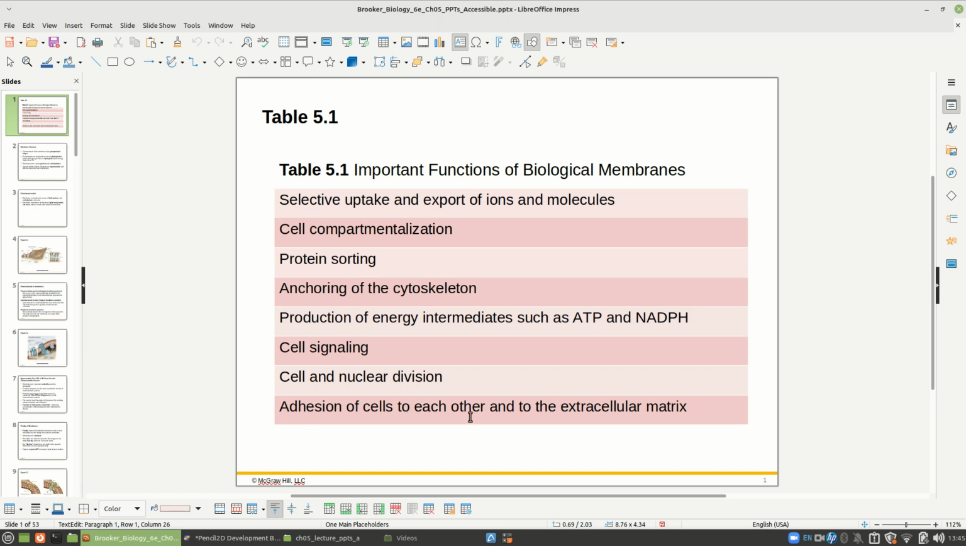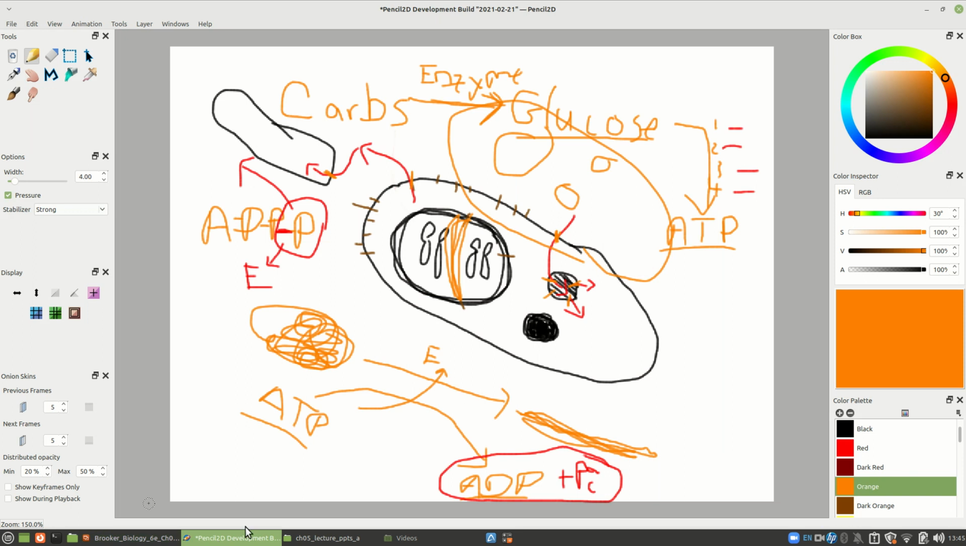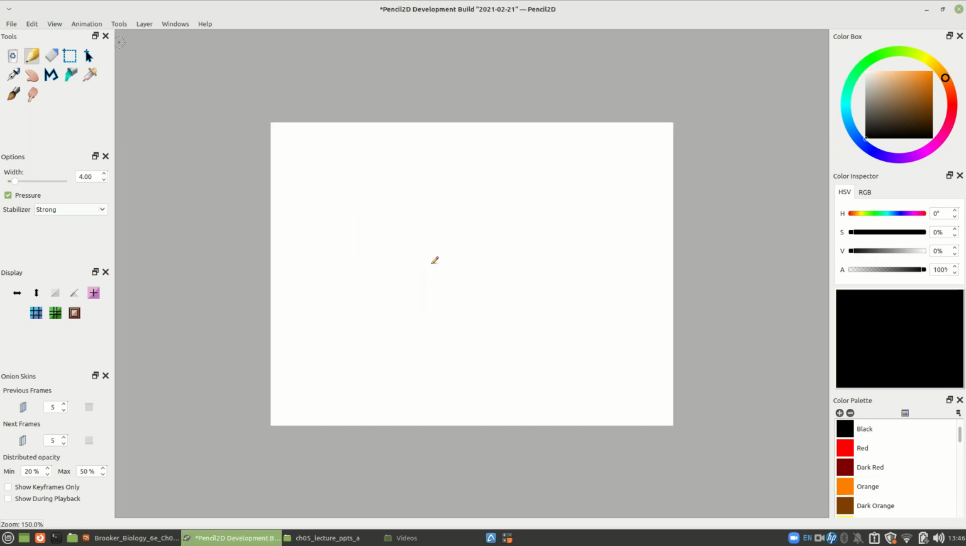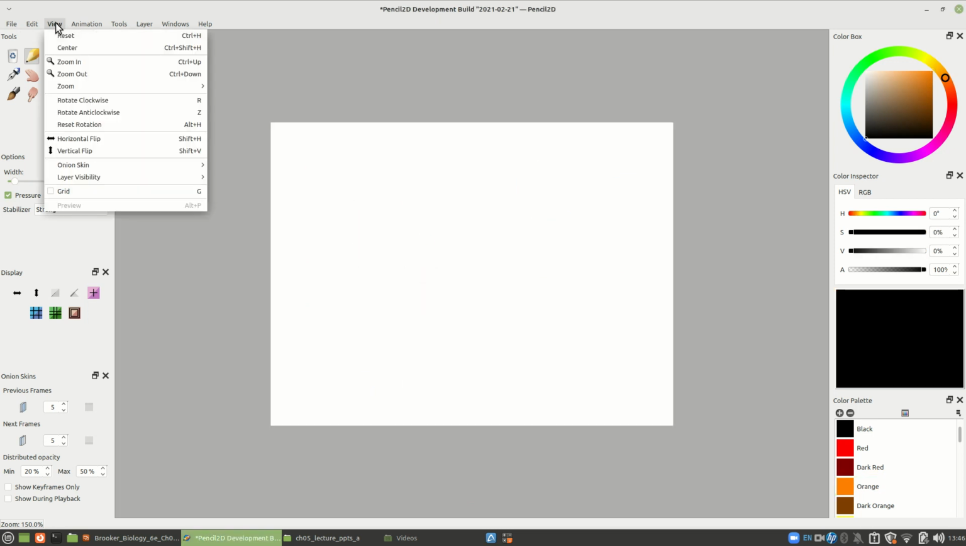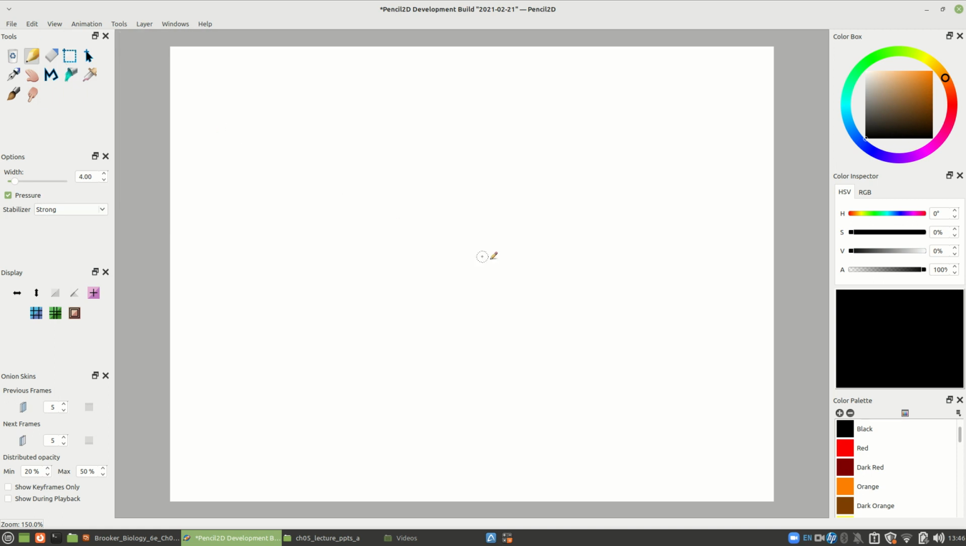Now, adhesion of cells to each other and the extracellular matrix. I will explain the extracellular matrix in a second, but realize a lot of cells stick to one another. So let's talk about that. Let's just get a new picture here. All right, let's zoom in. There we go. So the first thing, cell adhesion. Some cells, let's say these are skin cells, are going to be packed up next to each other.